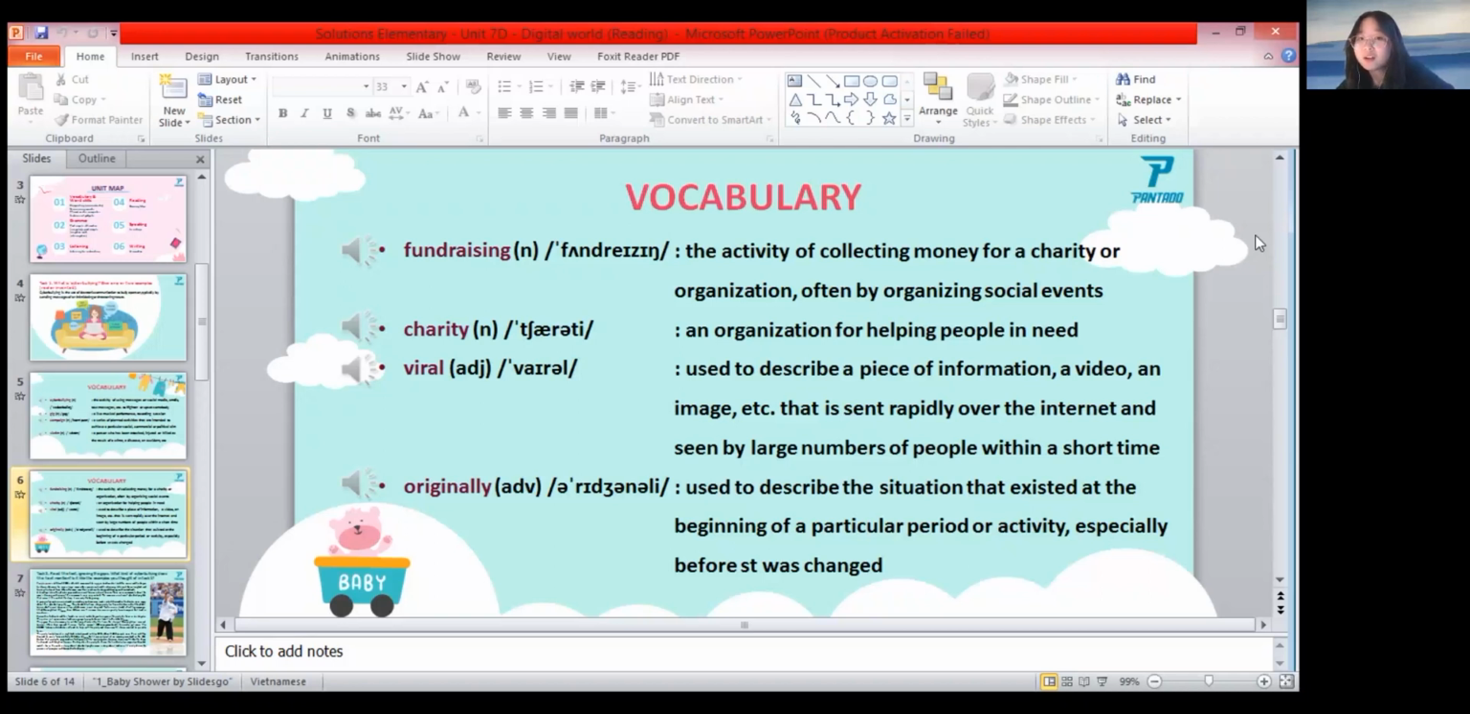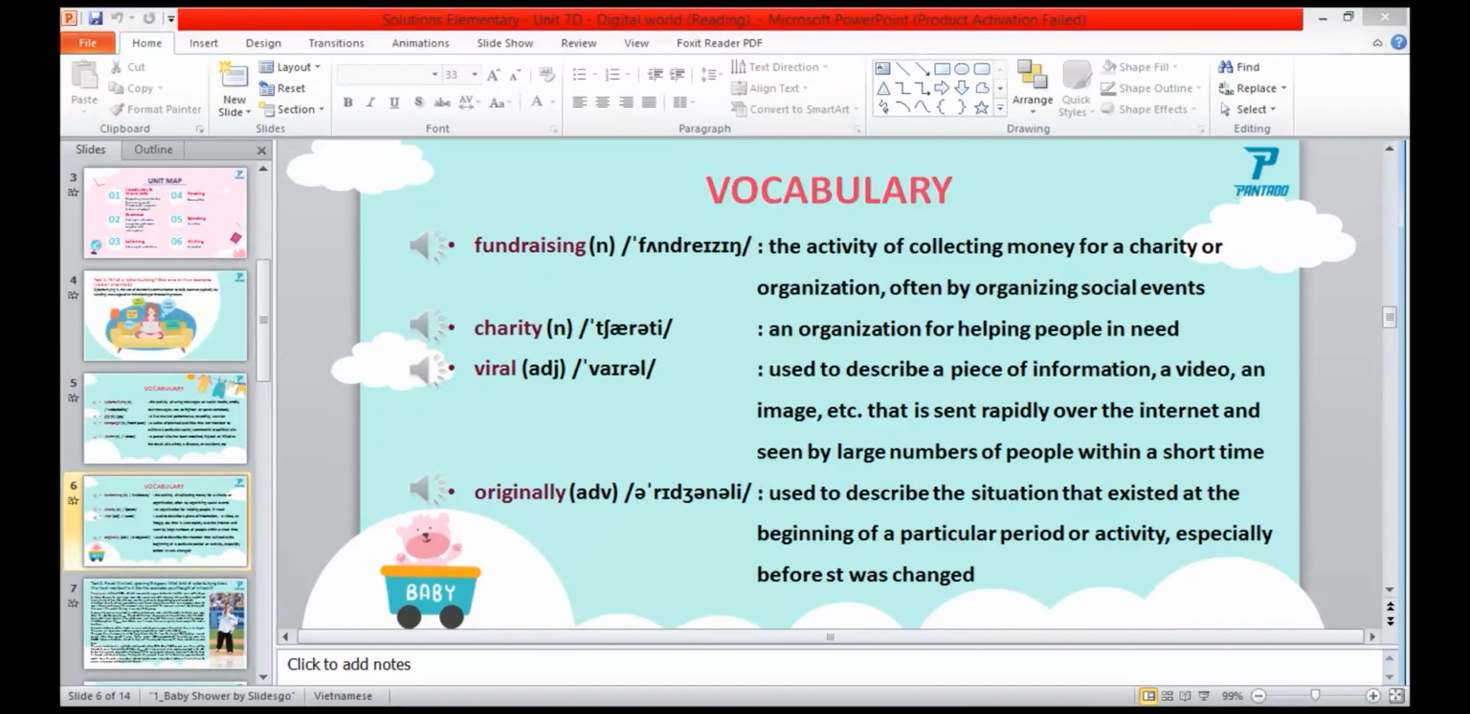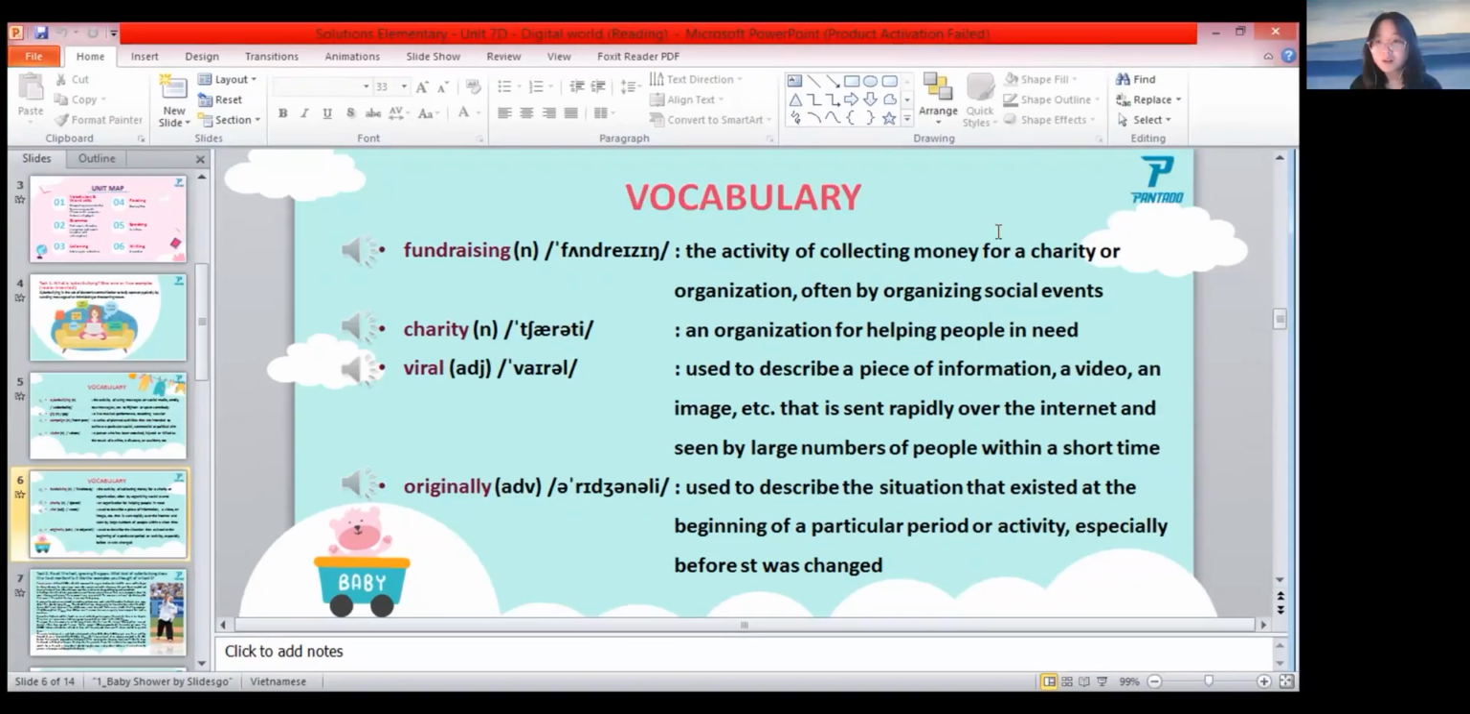You collect money for a charity organization. Okay, the next word, charity. Charity is an organization for helping people in need.